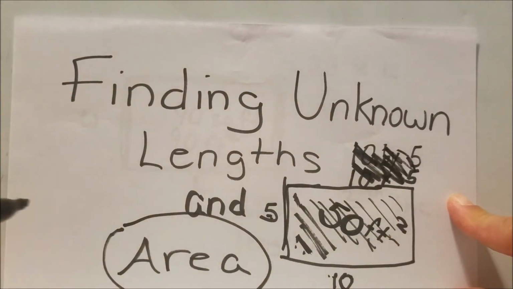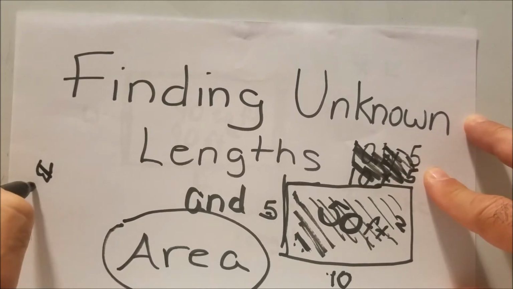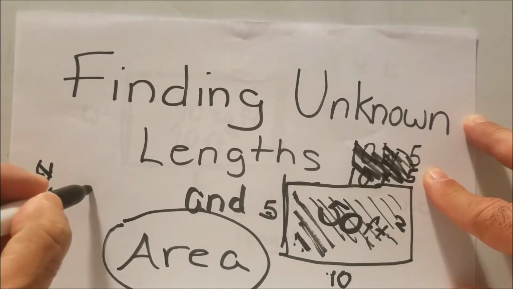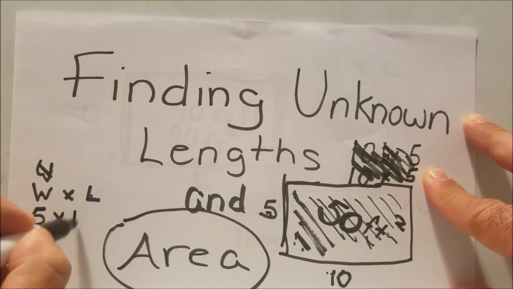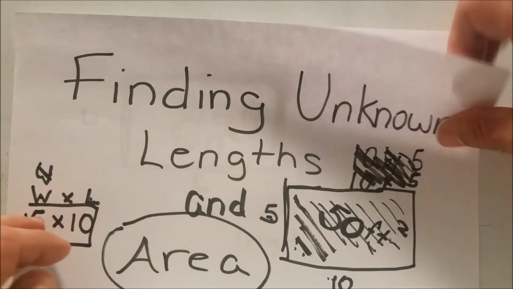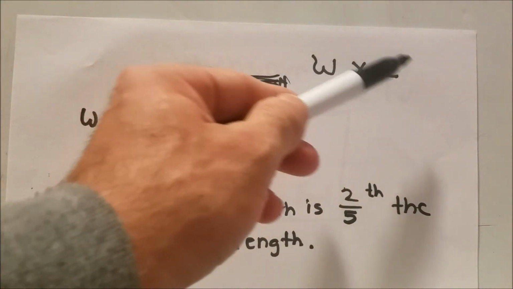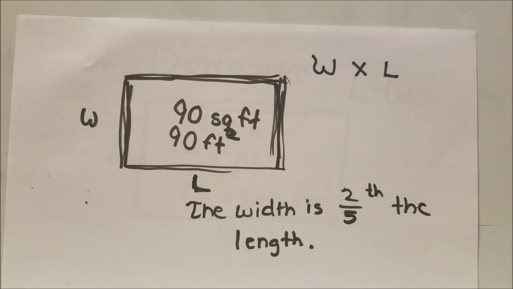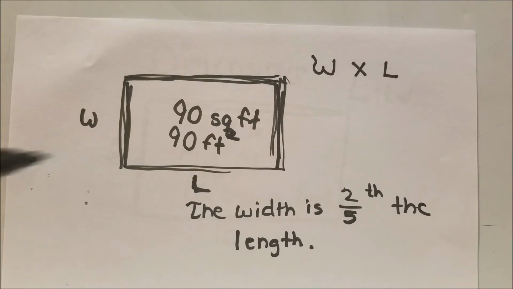You'll get the same answer, but it's always the width times the length to get the area. So it's width times length, width by length. So in this case, it would be 5 by 10. That's the dimensions. Remember the word dimensions. So let's go back to this problem. We have the width by the length, width times length. We know the width is smaller than the length. It's 2/5 of the length.